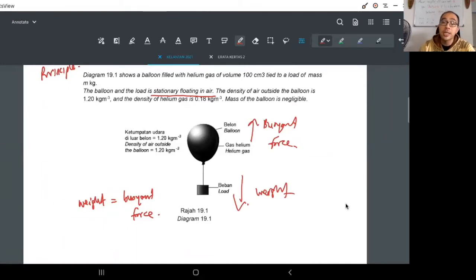Because the downward force is because of the load and of course the weight of the helium gas. There are two weights involved here. So that's the downward force, and I would rather you say weight rather than gravity. If you really want to say gravity, then you say gravitational force. That's an important distinction to make.